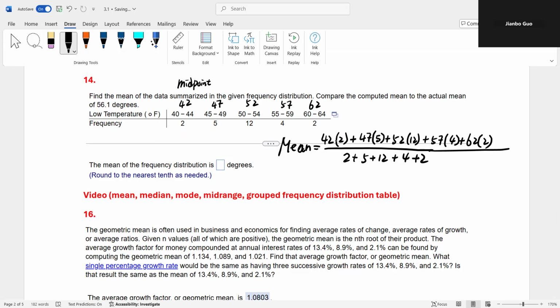I want to show you how to use the TI-84 calculator to get the job done. Let me share the calculator screen.